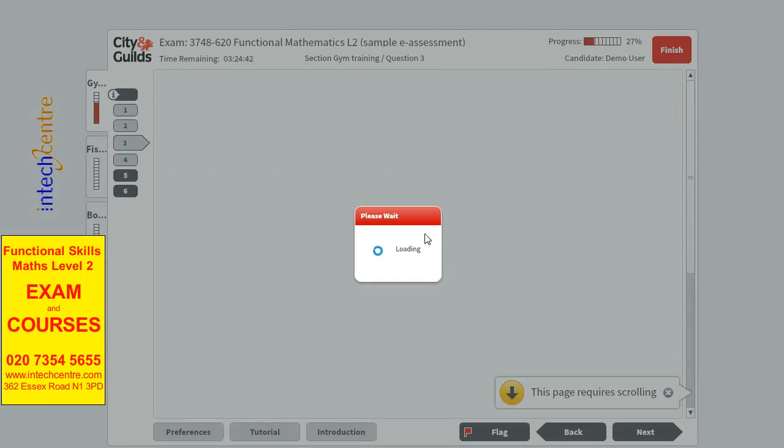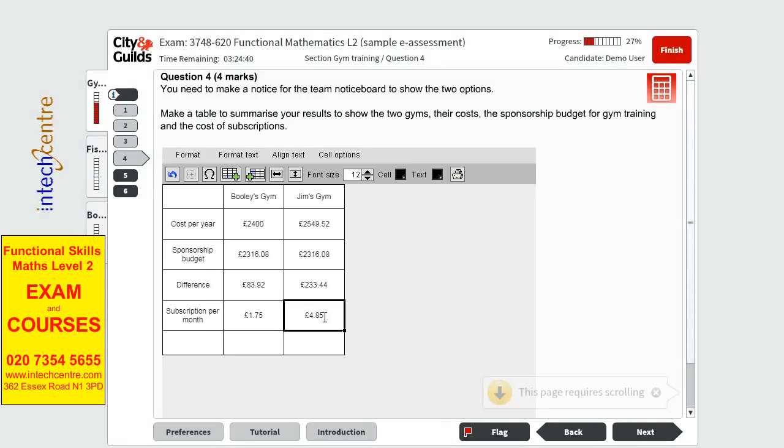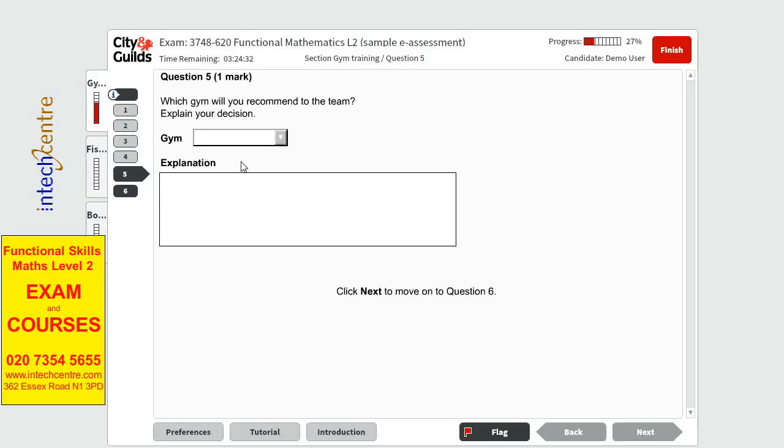86 pence. But as I said, you can round it up to 5. Either way is correct. Perfect. And this is your table. Everything is covered in it now. We can move on to the next question.